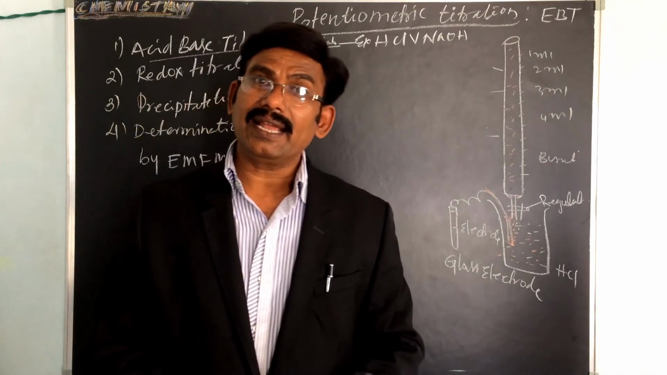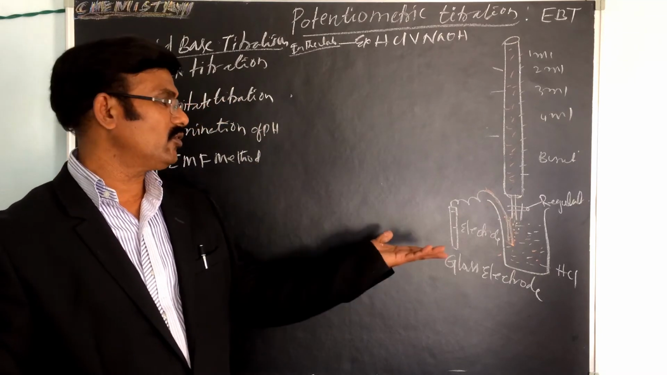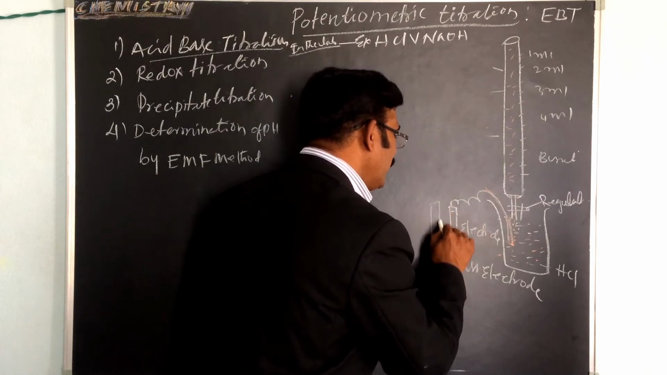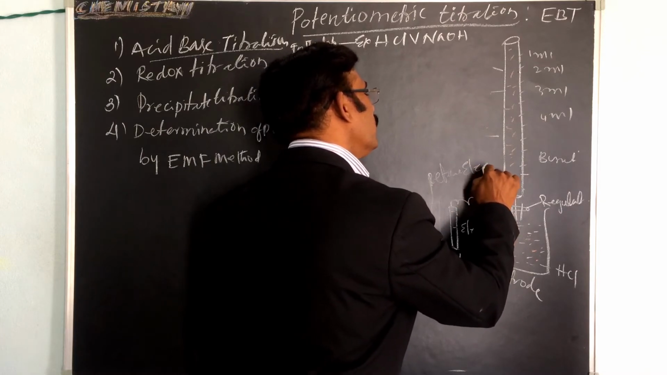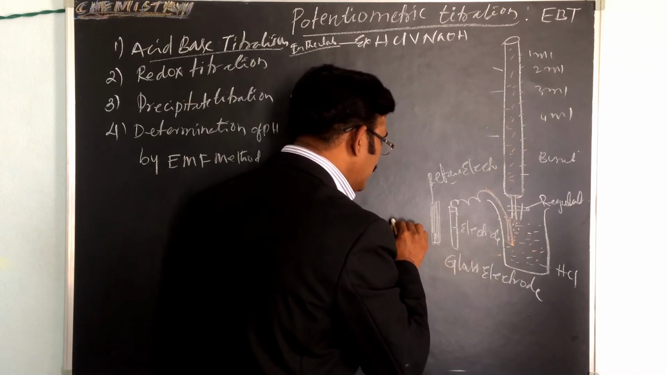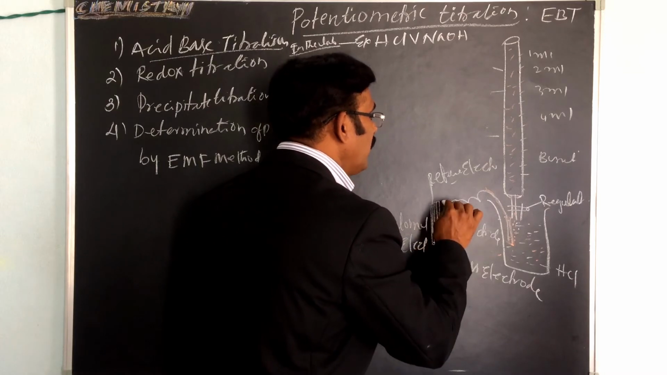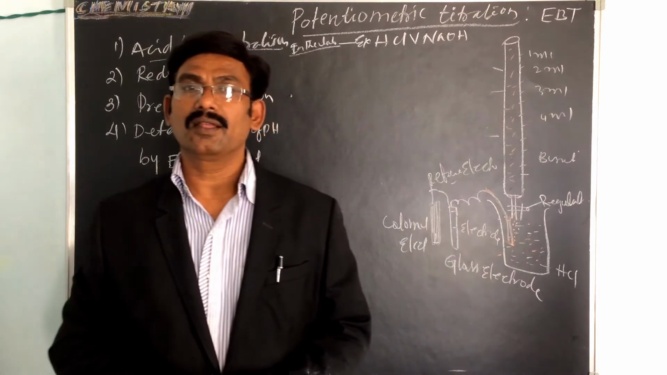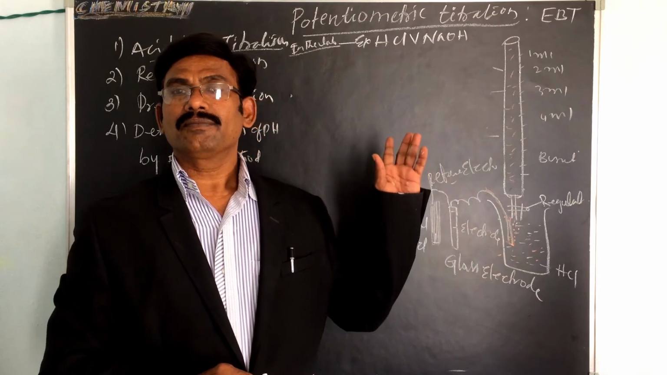It is then connected to a reference electrode. We have said one reference electrode, so we have to take the calomel electrode. So it is connected to a reference electrode, one glass electrode and one reference electrode.